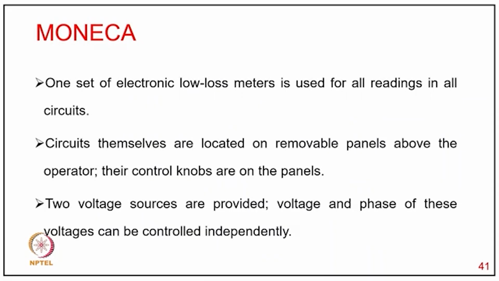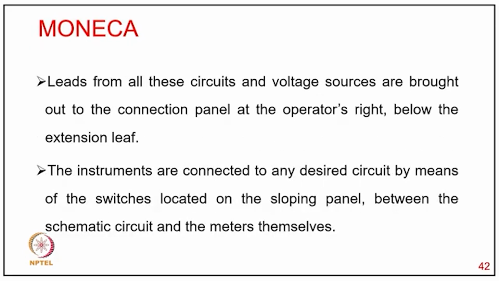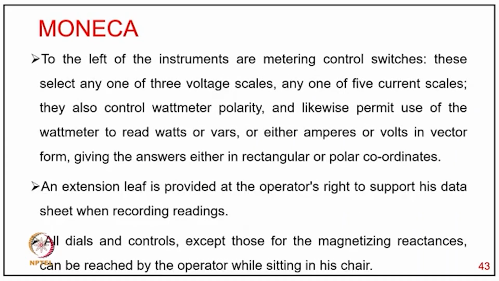Circuits themselves are located on the removable panel above the operator, and the control knobs are on the panel. 2 voltage sources are provided. Voltage and phase of these can be controlled independently. So leads from all the circuits and voltage sources are brought out to a connection panel below, with an extension lead, and the instruments are connected to any desired circuit by means of switches located on a sloping panel between the schematic circuit and the meters themselves.